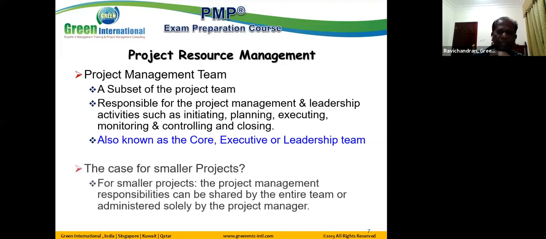So when it comes to resource management, one of the teams is the project management team. We can call it a subset of the project team. They are responsible for the project management and leadership activities like initiation, planning, executing, monitoring, controlling, and closing. They are also known as the core team or executive team or leadership team. But in the case of a smaller project, you may not have an independent project management team. Generally, the project management responsibilities are shared by the entire team, administered by the project manager.